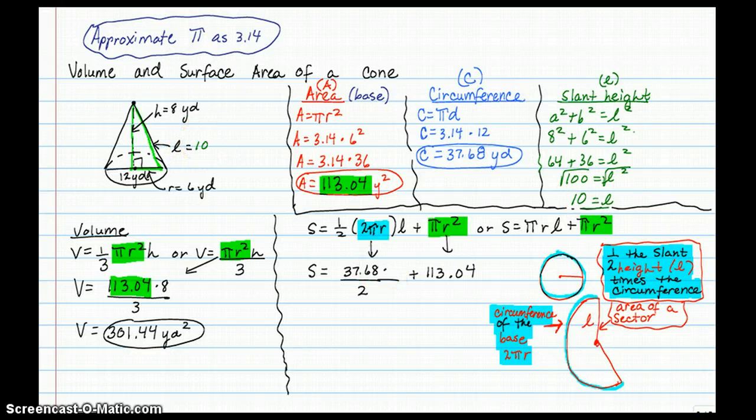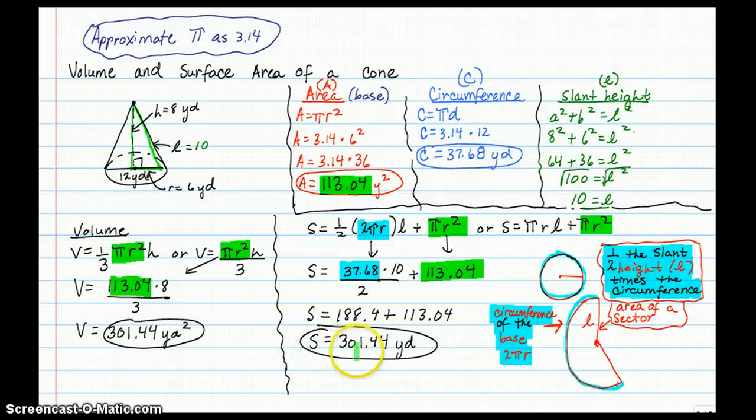Now I simply come over and put 10 here. Using my calculator, I go 37.68 times 10 and divide by 2, and I get 188.4, plus the 113.04. When I add that, I end up with a surface area of 301.44 square yards. It's not usual for your volume and surface area to be the same, so don't expect them to always be the same. Now, let me talk about how this works with all of these parts.